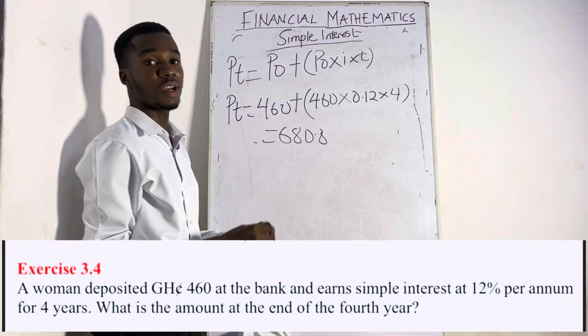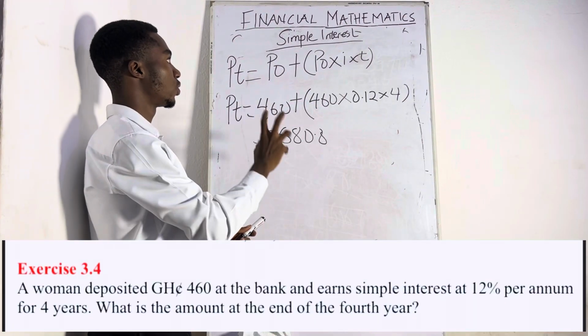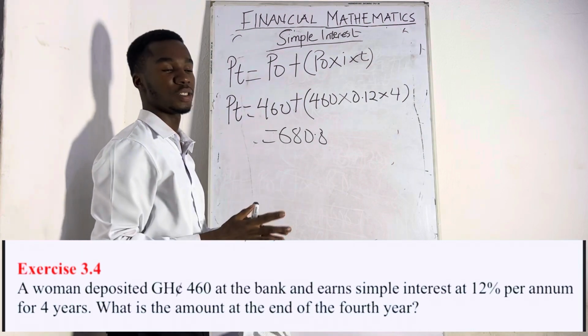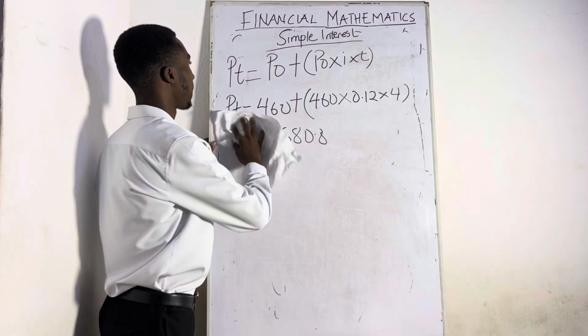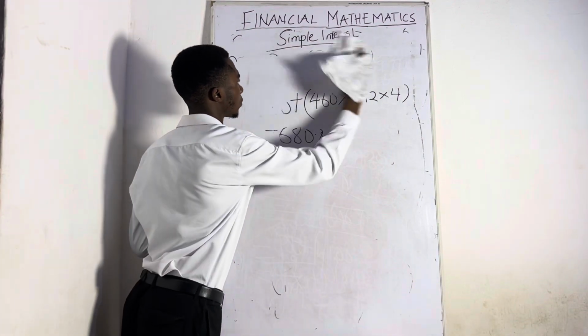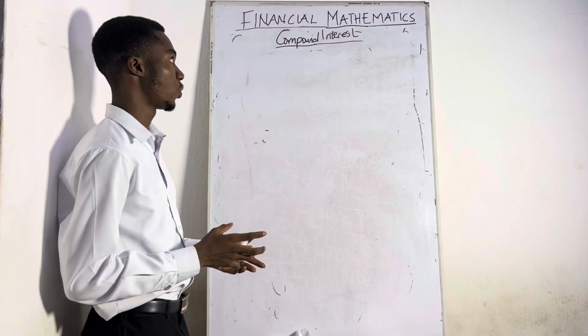All right. So now you are done with simple interest. You are going to move on to compound interest. Compound interest. So let me clean the board. So now you're going to move on to compound interest. So what is compound interest?